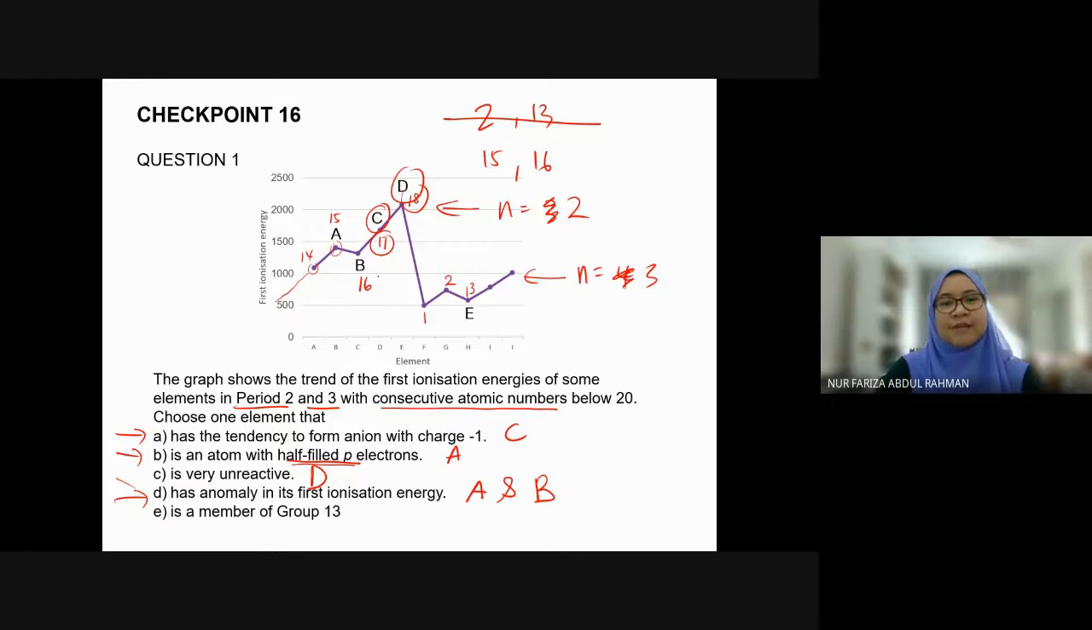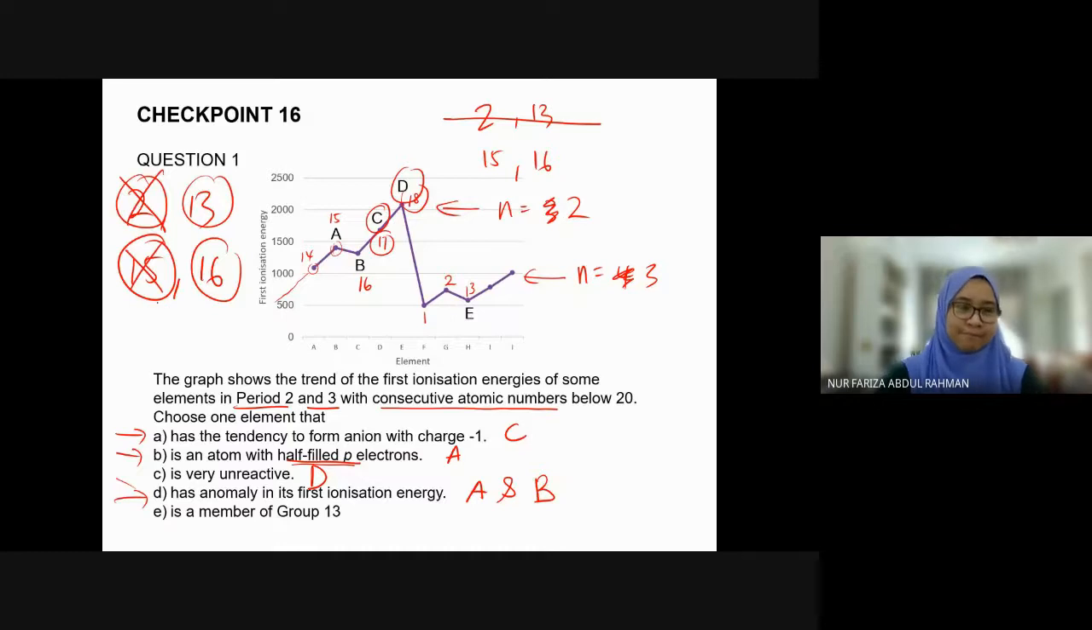B tak problem. Yang problem A tu. 15, 16, group, kan tadi group 2 dengan 13, betul tak? Anomalies dia 15 dengan 16. Yang problem siapa sebenarnya? Dia tak follow trend. Yang tak follow trend siapa ni? 2 dengan 15. Sebab apa? Because of the orbital filling, the electron filling in the orbitals in terms of the stability. So it's due to group 2 and 15, bukan group 13, 16.